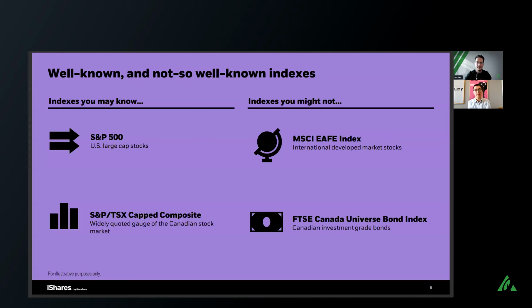And then there's lots of indexes that you might not know. MSCI EAFE, that measures a bunch of developed market stocks. FTSE Canada Universe Bond Index, this measures all the Canadian investment grade bonds in Canada. And as I alluded to, all of these have been further refined and sliced and narrowed down into lots of different versions of indexes that an investor can own through an ETF that seeks to track that exposure.